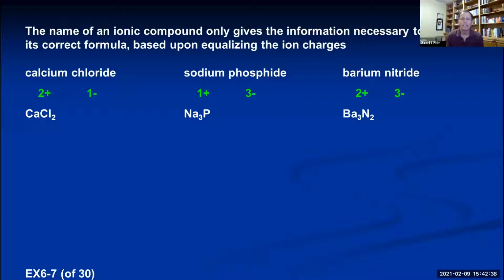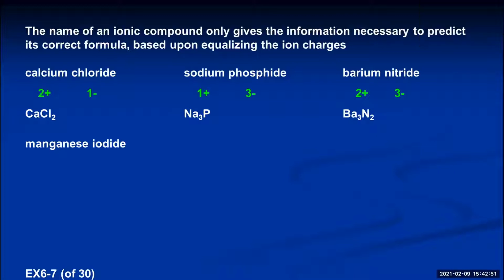I want you to take a look at this next example now. If I ask you to write the formula for manganese iodide, you can go to the periodic table. You can find the charge of iodide, but where's manganese located on the periodic table? Transition metals.